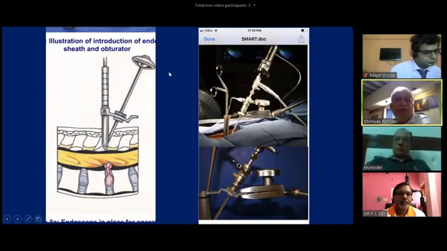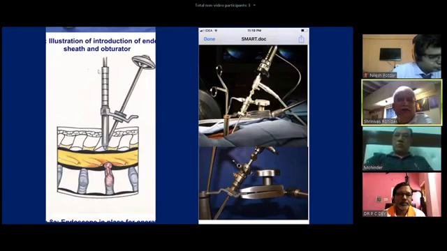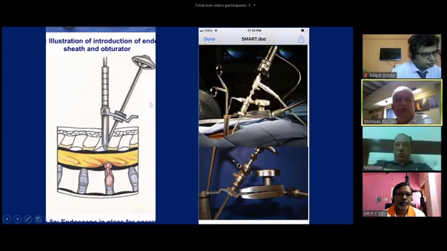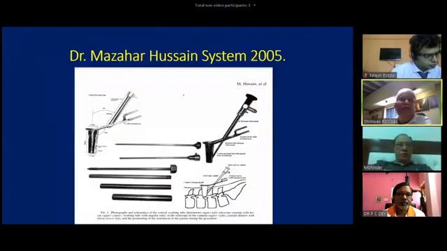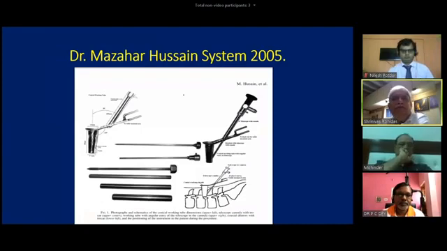This is one of the systems which Dr. John Chu proposed. It's a smart system. You can see this is a tubular retractor and this is the port for the endoscope. But this never became popular. A similar system by one of our Indian neurosurgeons, Dr. Mazhar Hussain, was proposed in 2005.